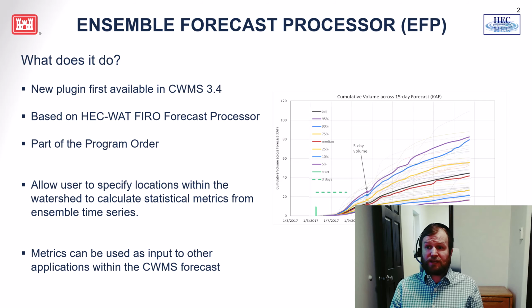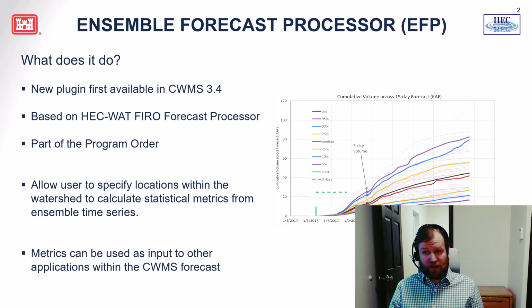The Ensemble Forecast Processor is a new plugin first available in SWMS 3.4. It's part of the program order, meaning that users can create forecasts with an Ensemble Forecast Processor alternative with any combination of other modeling applications. This allows for flexibility in how it can be used within SWMS. We will show a few potential examples later on.